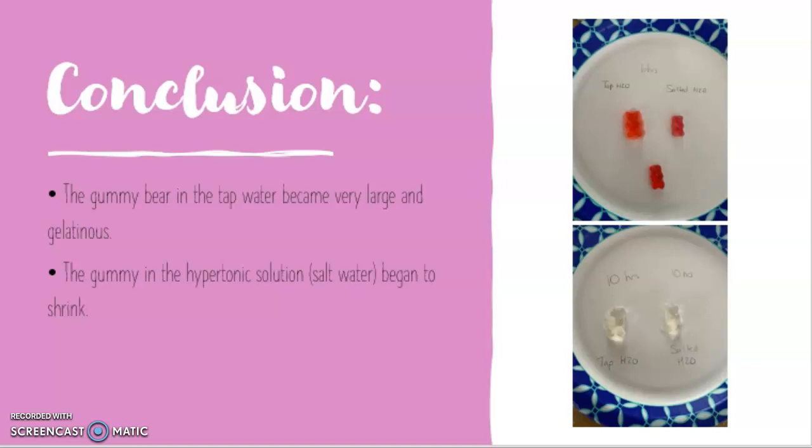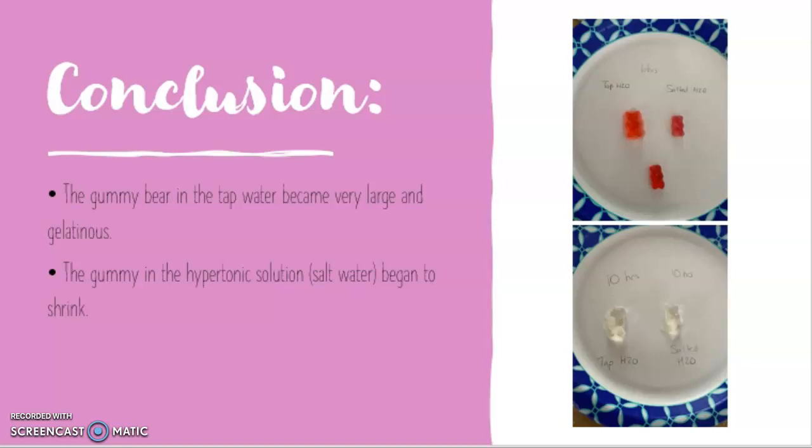The gummy bear that was placed in the plain tap water swelled significantly and became very gelatinous and soft and difficult to pick up, in contrast to the one in the salt water. This is a prime example of osmosis because the water from the cup flowed into the semi-permeable membrane of the gummy bear to create an isotonic solution and fill that gummy bear with more water.